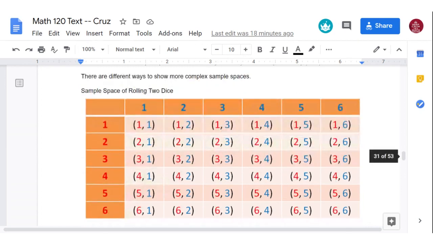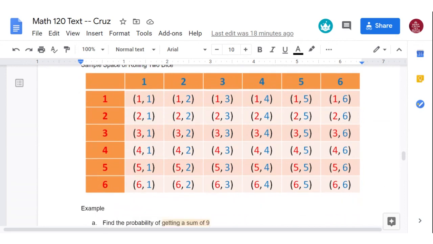You have the blue up at the top, which is the row, and then the column is in red. And so that shows you 6 times 6, which we looked at in 10.2, called the fundamental counting principle. If you have one die that has 6 possibilities on it and another die that has 6, multiply 6 times 6. So there's going to be 36 different ways that you could have that experiment shake out.